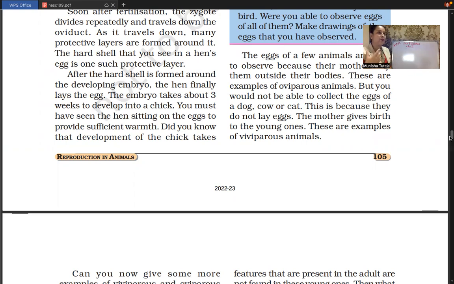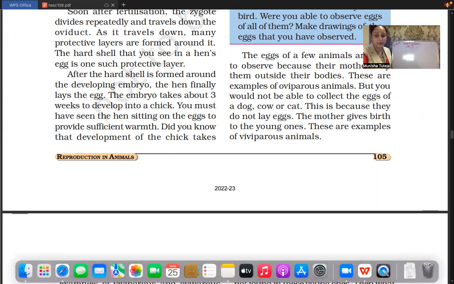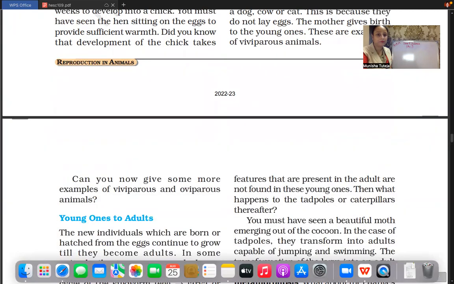But have you ever collected the egg of a human being, or for that matter the egg of a dog or a cow or a cat? No. Why? Because they don't lay eggs. I mean, they lay eggs, but inside the body, right? So we are not able to see those eggs. Outside, we only see the young ones, because the mother gives birth to the young ones, right? So such animals are known as viviparous animals. Okay, I hope this is clear to you all.